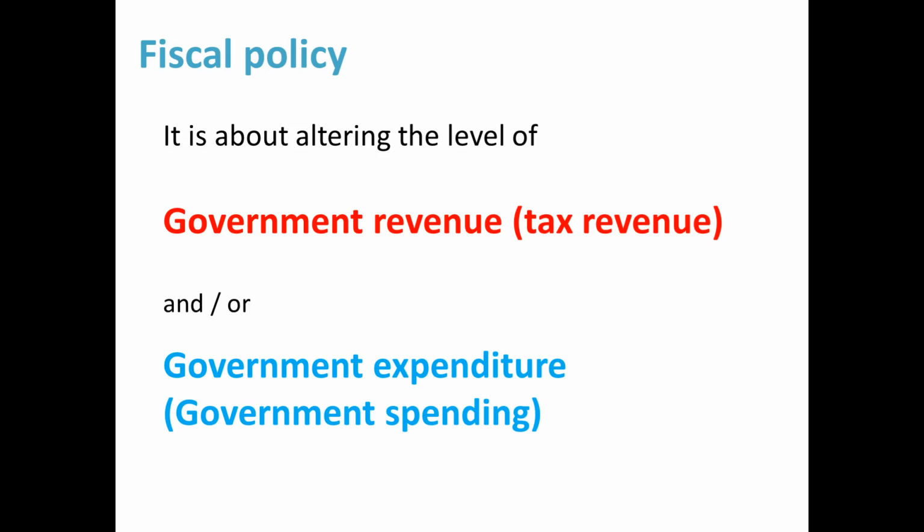But what about the other item here? What should we do with it in order to achieve expansionary fiscal policy? So government revenue.